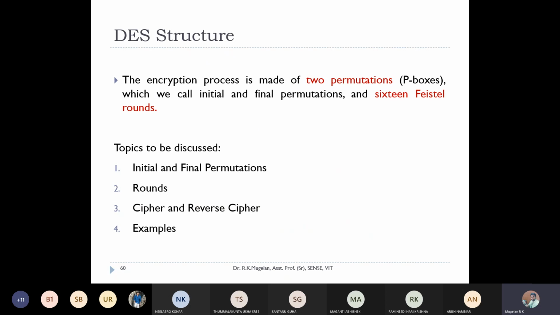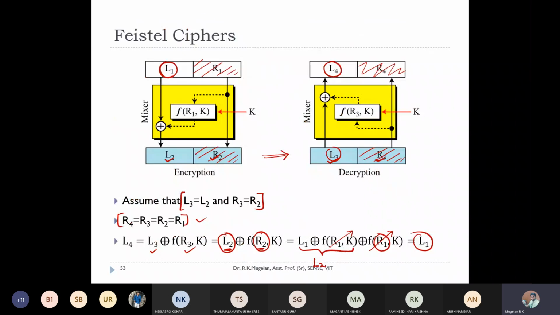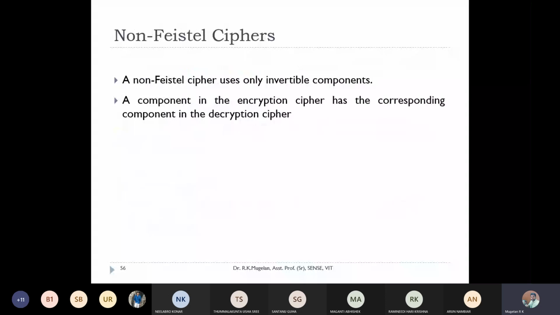Right. So if you see the encryption process, how this DES algorithm is going to work, it has two permutations, that is two P-boxes will be used. These boxes are called the initial permutation box and the final permutation box. Along with this, it will have 16 Feistel rounds. In the previous lecture we just saw a sample of only 2 rounds. Like this, we're going to have 16 rounds.